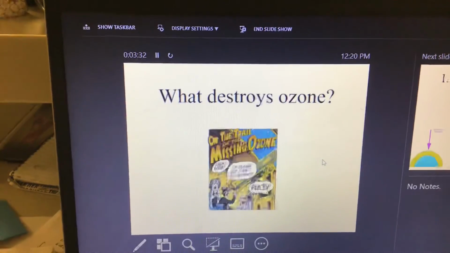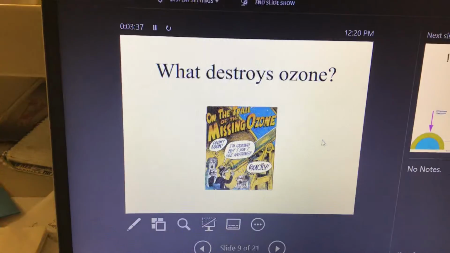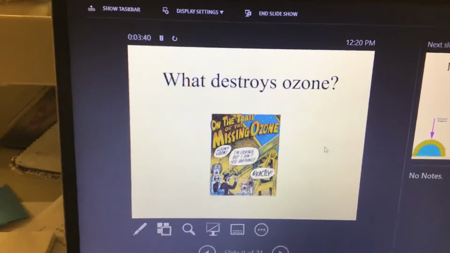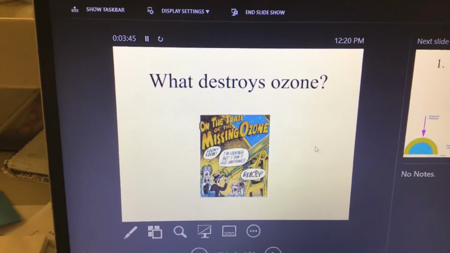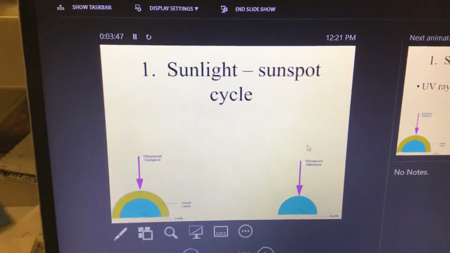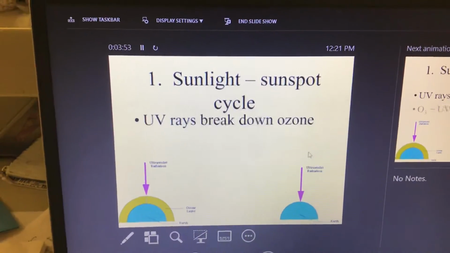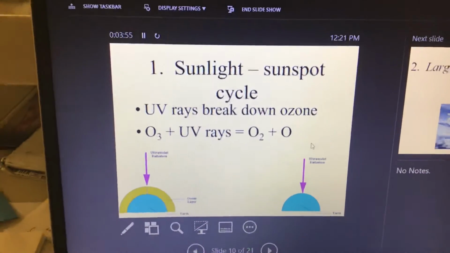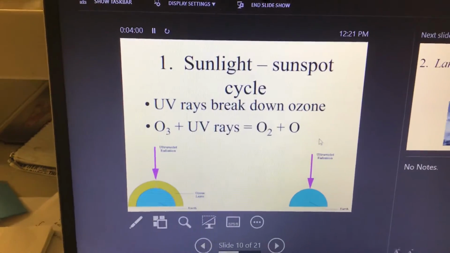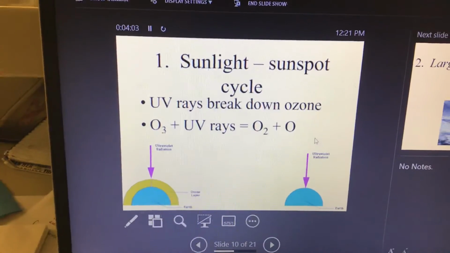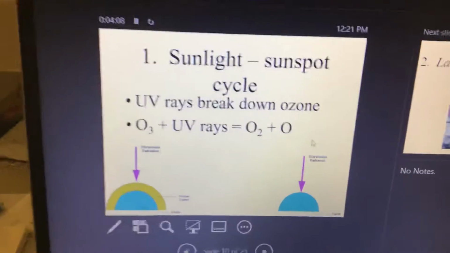We'll skip this here. Go ahead and write this down. What destroys ozone? We're going to list some things. The first is sunlight. Go ahead and put both of those bullets. Sunlight naturally destroys ozone. What happens is when UV rays hit the ozone, that O3, they're going to break up the O3 into O2 and O.